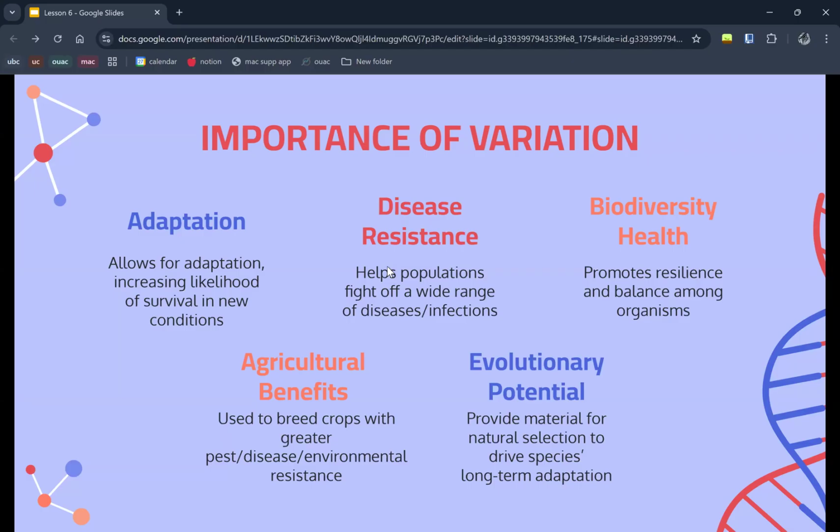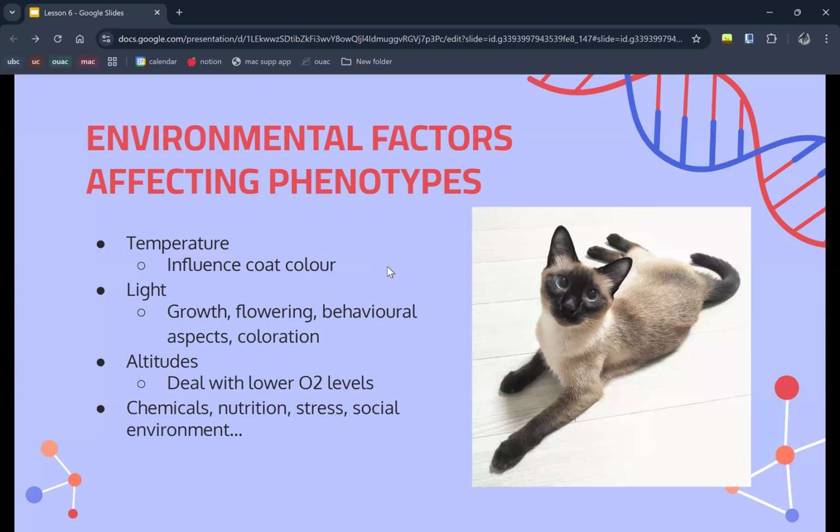Without variation, there wouldn't be that selection and passing on of advantageous traits, and then there would be no evolution because there's nothing to change or select for and against. So looking at some environmental factors affecting phenotypes. So again, phenotype is like the visual expression of a genotype. So we can say blue eyes is a phenotype.